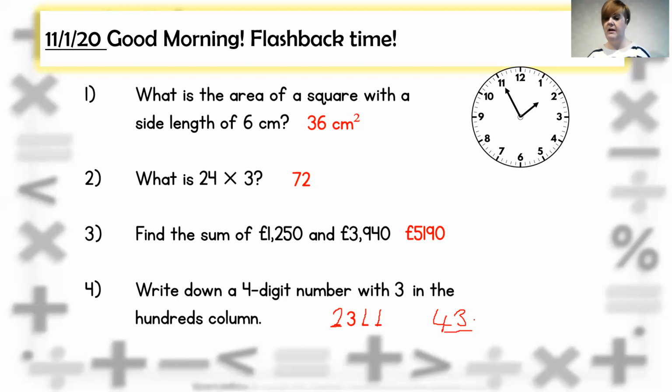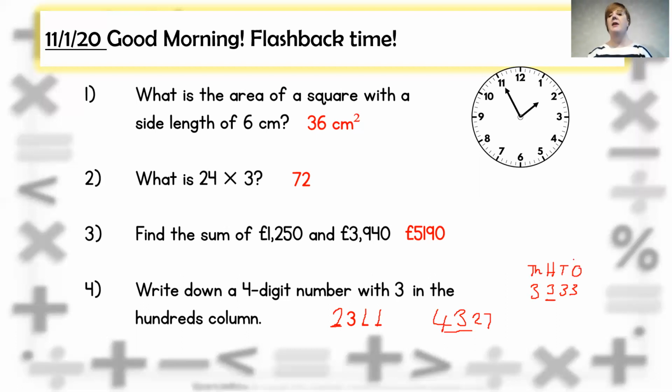Or let's have another example, we could have 4,300. So again, we've got that 3 in the hundreds column. You could even have 3,333 if you really want to. All that's important is that we've got that 3 there in our hundreds column. And over there we've got thousands, hundreds, tens and ones.